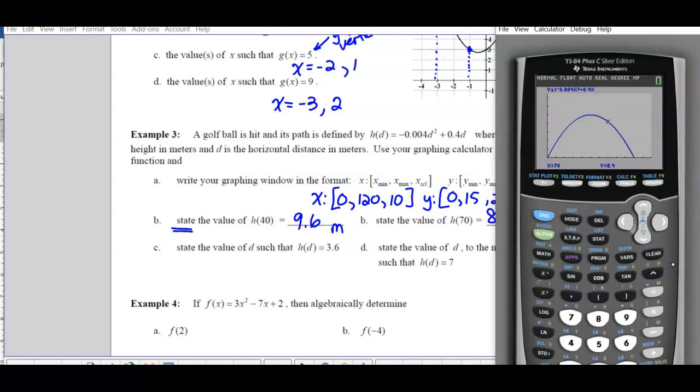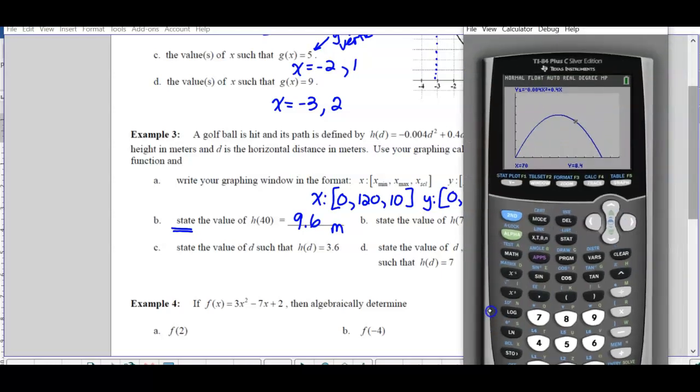And then value d such that h of d equals 3.6. So remember, that's the vertical height. So you go back to your y equals, and your vertical height is 3.6.